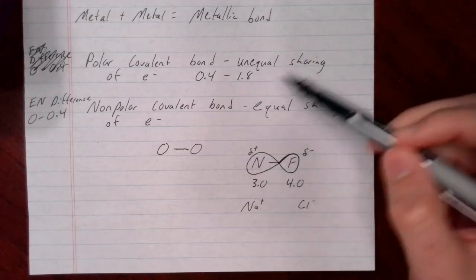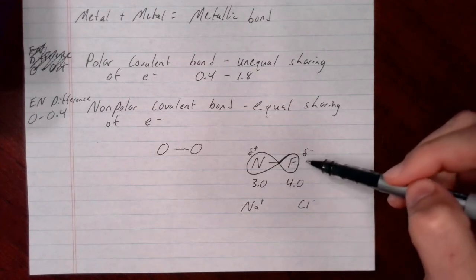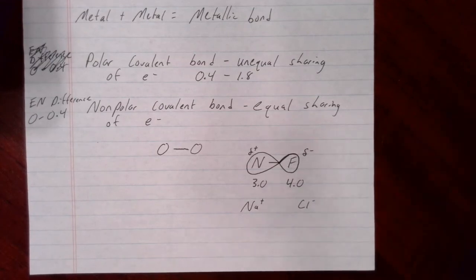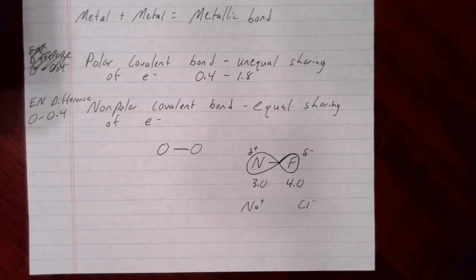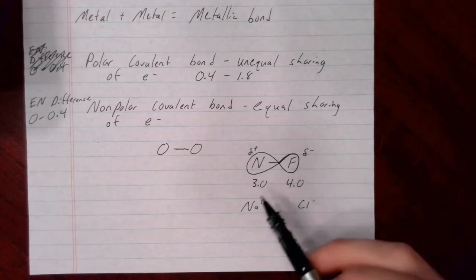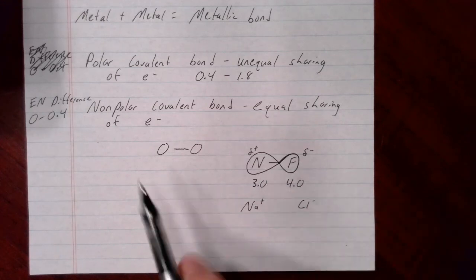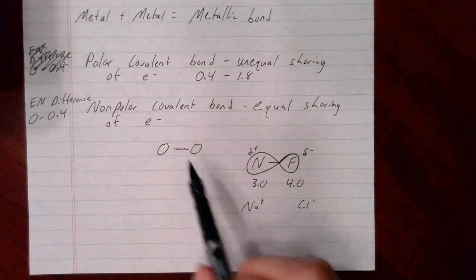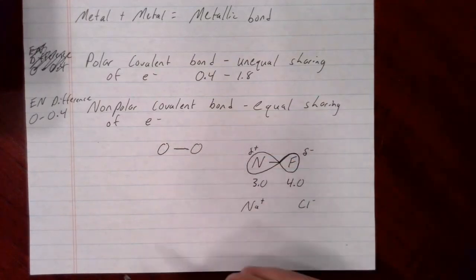For every polar covalent bond that we have, one of the atoms in the bond will be slightly negative because it's attracting the electrons more, and one of the atoms will be slightly positive because it is not attracting the electrons as much. So be aware that you should be able to label which of the atoms in a polar covalent bond is slightly negative and slightly positive. We can't label a nonpolar covalent bond as slightly negative or slightly positive, because these oxygens are equally sharing the electron, so we don't have to worry about that.